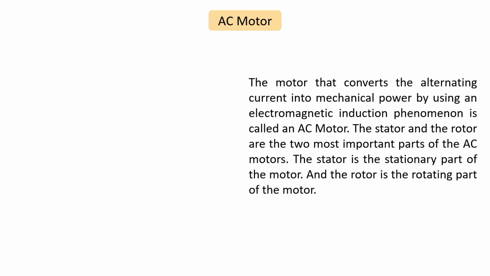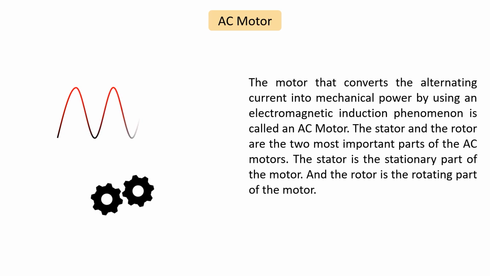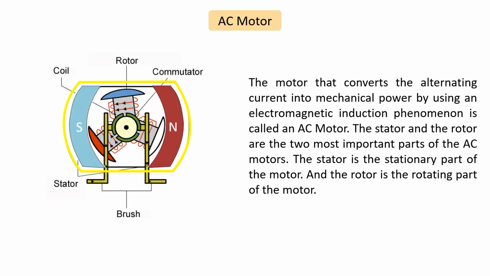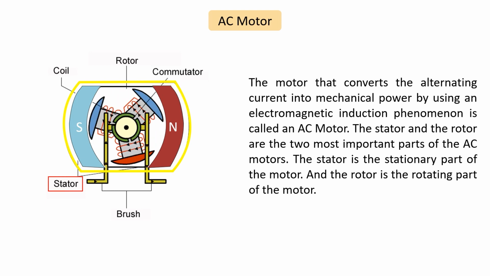Now we will see the categories of motors. There are two major categories of motors, AC motor and DC motor. Let's see what is an AC motor. The motor that converts the alternating current into mechanical power by using an electromagnetic induction phenomena is called an AC motor. The stator and the rotor are the two most significant parts of the AC motors. The stator is the stationary part of the motor and the rotor is the rotating part of the motor.